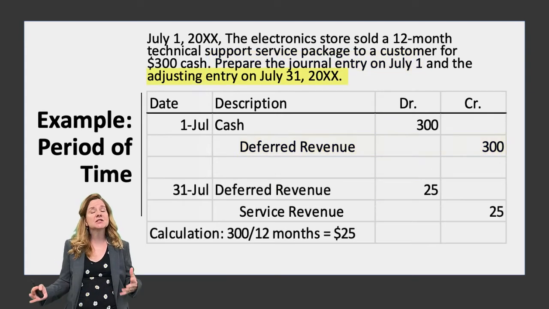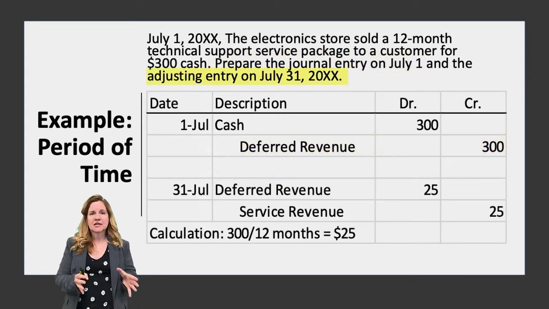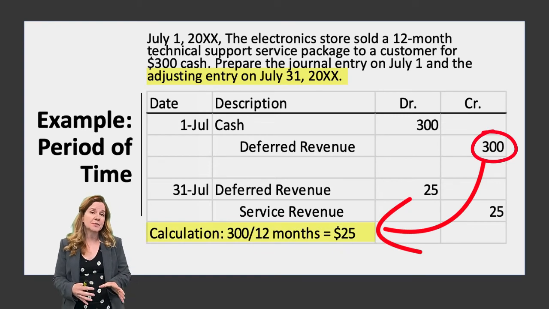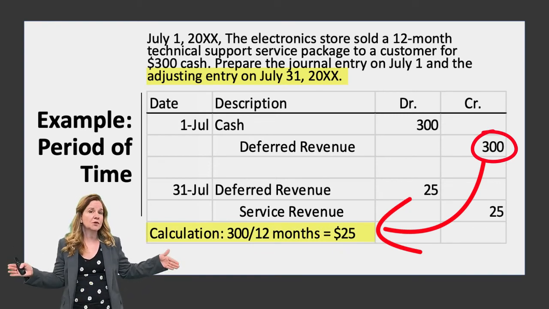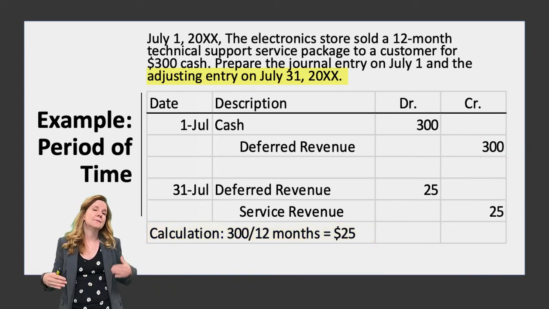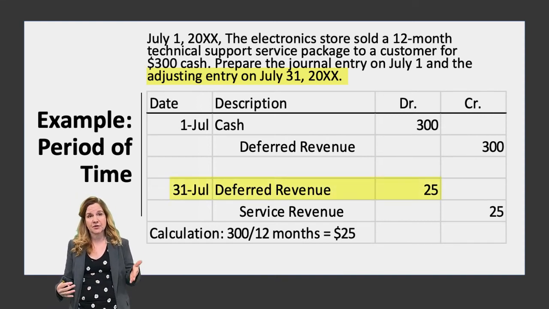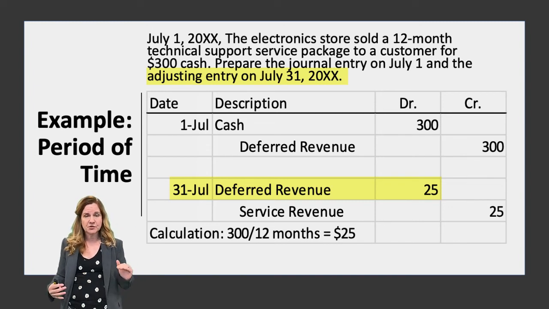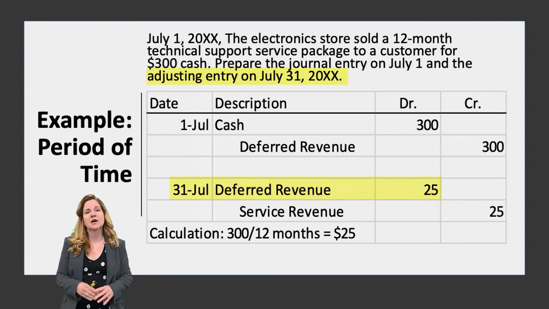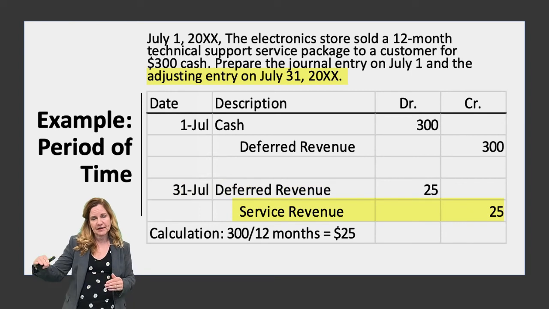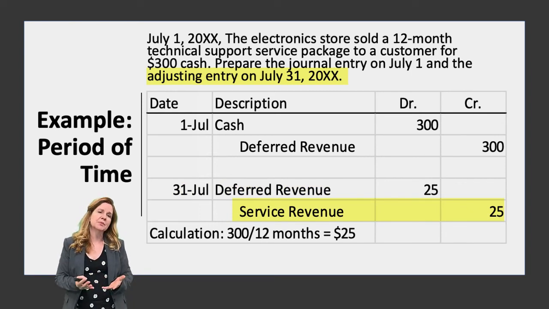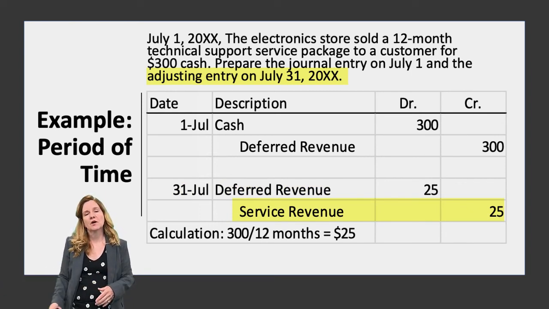Then as time passes, we'll start recognizing the revenue. We'll take the 300, divide it by the 12-month period in which the technical support is going to be taking place to get $25. And then each month, we will recognize $25 and take it out of the liability account. We'll reduce the liability account deferred revenue by 25 on July 31st. 1 month has passed, so we're reducing the liability, and then we're going to put the $25 into service revenue as we're recognizing it. And this journal entry would take place every month for the 12 months.